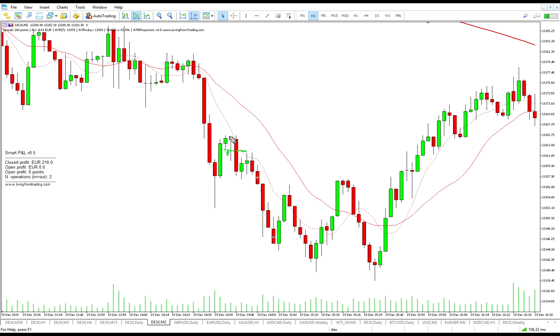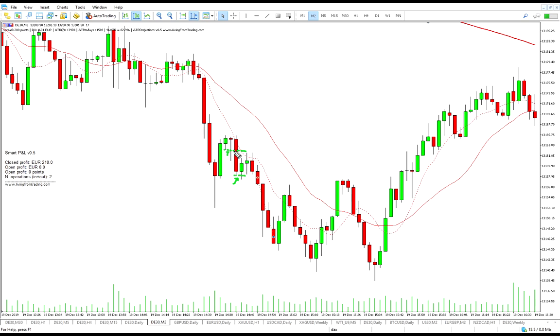Another possible entry is I wait for this big green candle to be removed, and after this candle that removed this previous green, I would just short there at the break of this red candle. These are two possible entries that I usually take. Today I didn't take any of these trades. I waited a little bit more for a confirmation.